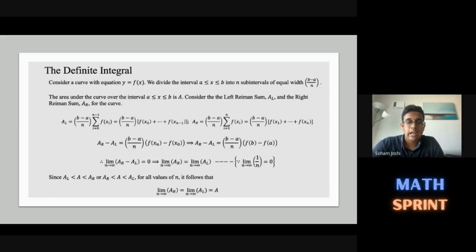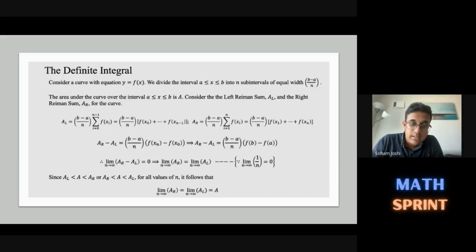Now, if you haven't figured it out already, there's a general formula for the left Riemann sum and right Riemann sum, which I've shown here. For the left Riemann sum, A_L is equal to (b minus a) divided by n, multiplied by the summation of f of x_i from i equals 0 all the way to i equals n minus 1. You should recall sigma notation here. Now for the right Riemann sum, A_R is equal to (b minus a) divided by n, multiplied by the summation of f of x_i from i equals 1 to i equals n.